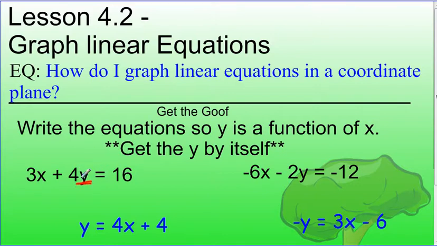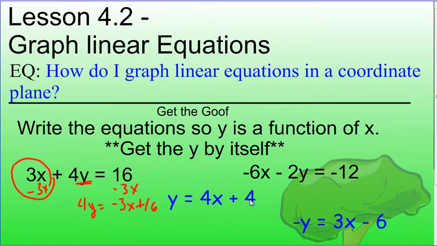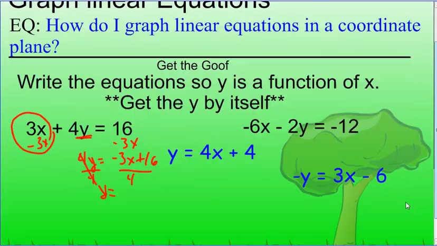There's no parentheses, there's no like terms on either side. I do not have a y on both sides of the equal sign. I do have this thing that's being added or subtracted. So I'd minus 3x on both sides. Get 4y equals negative 3x plus 16. Then divide by 4 here and there. These cancel out. We get y equals negative 3x divided by 4.